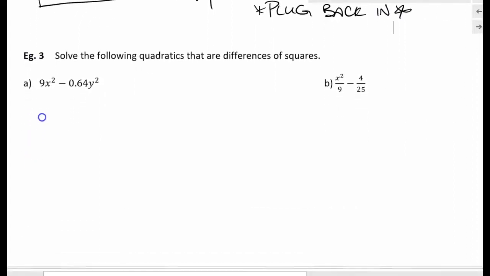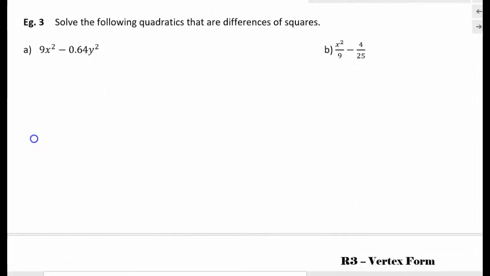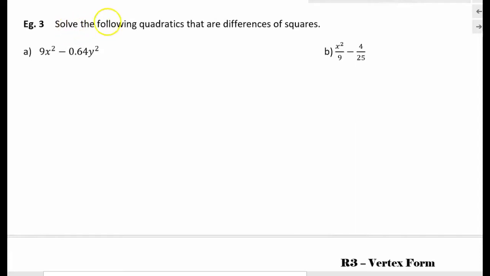Okay, our third example here is looking at solving quadratics that are differences of squares. So again, differences of squares requires that we have two perfect squares and they are subtracting. So our first term in example A is pretty easy to spot.